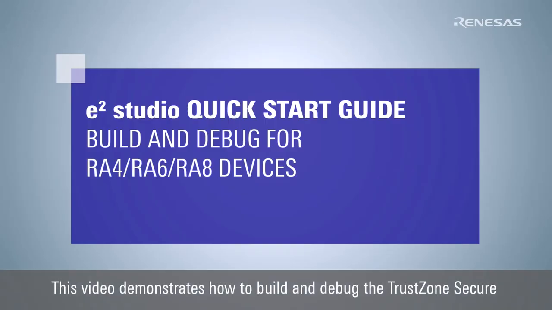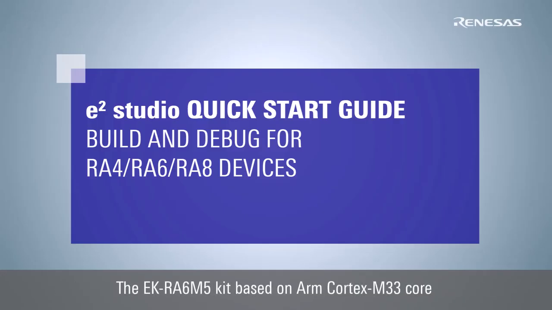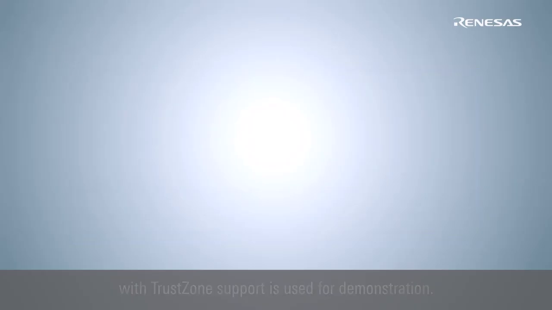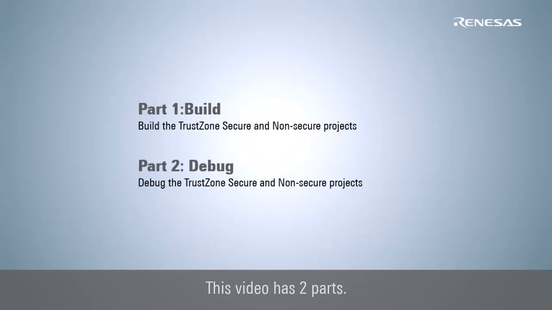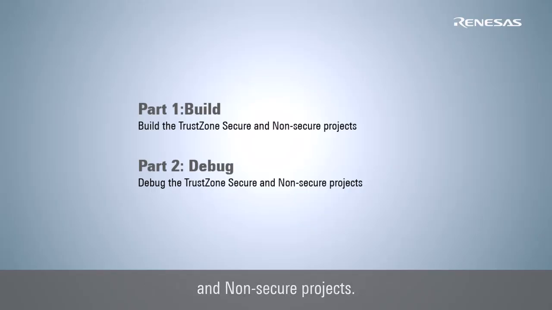This video demonstrates how to build and debug the TrustZone Secure and Non-secure projects for the RA4, RA6, and RA8 series in e² studio. The EK-RA6M5 kit, based on the Arm Cortex-M33 core with TrustZone support, is used for demonstration. This video has two parts. Part 1 shows how to build the TrustZone Secure and Non-secure projects. Part 2 shows how to debug the TrustZone Secure and Non-secure projects.